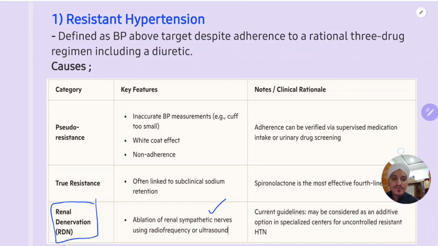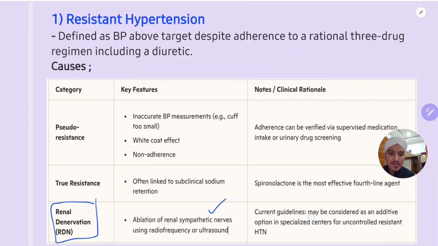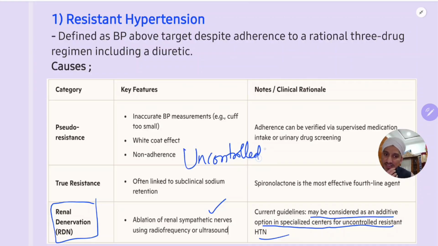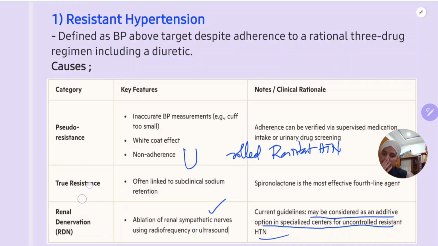Current guidelines say this may be considered as an additive option in specialized centers for uncontrolled resistant hypertension. So one thing is resistant hypertension, another thing is uncontrolled resistant hypertension. In a specialized center, you can think of this renal denervation therapy. Okay, that's all about resistant hypertension.